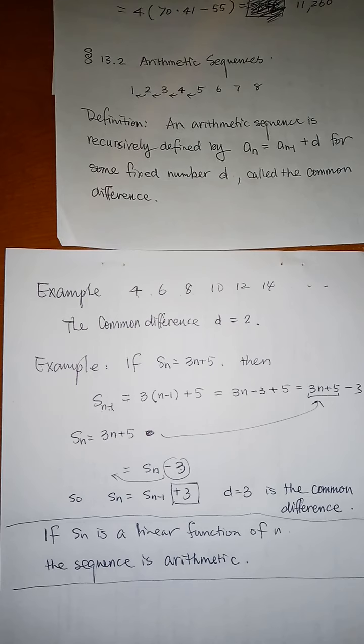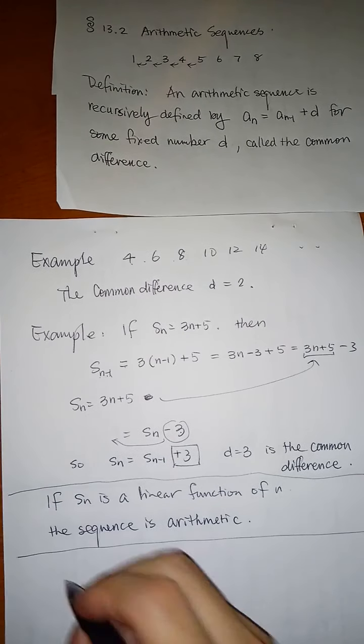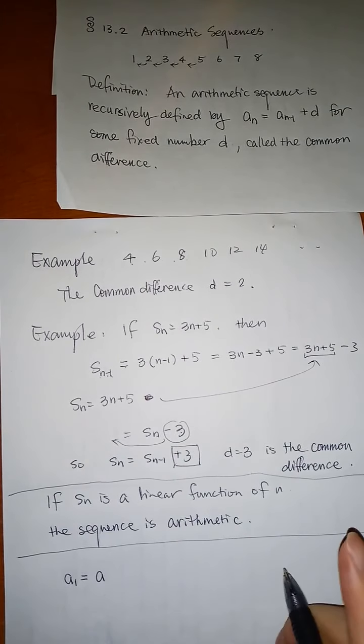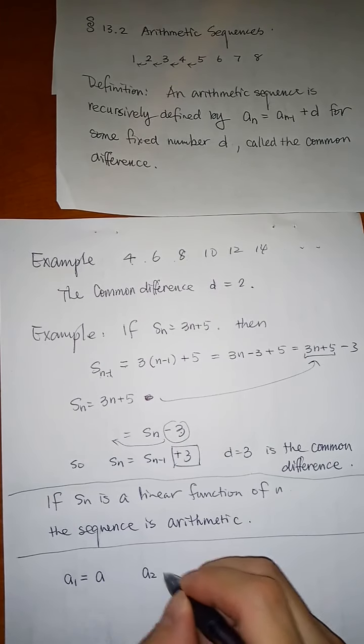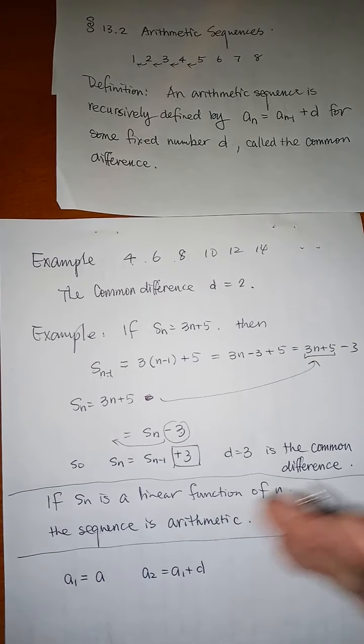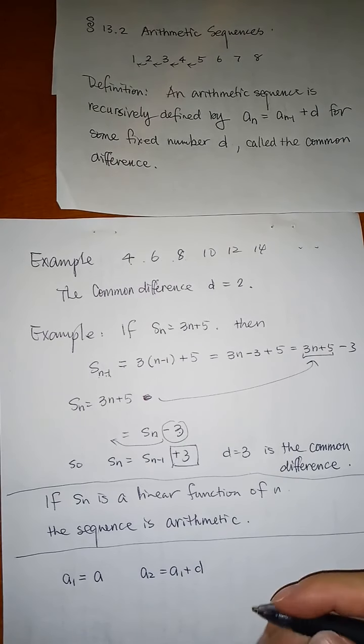For the arithmetic sequence, we want to add them. And before we add them, you have this recursively defined sequence. We want to know the general term. What is the general term? With the general term formula, we can add them. General term: a1 is one term, and the next term a2 is a1 plus d. Remember that's the meaning of recursively defined. Every time you just add a constant number.